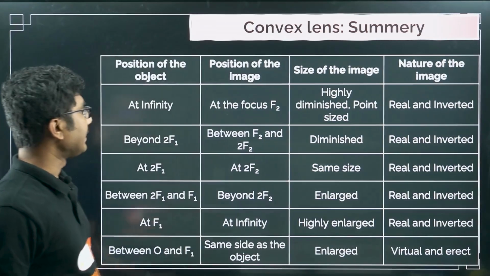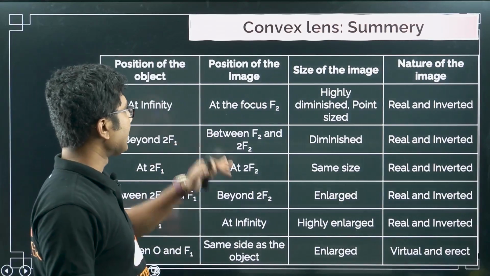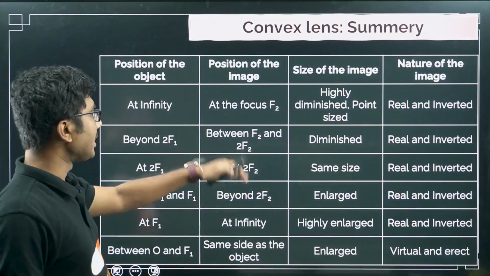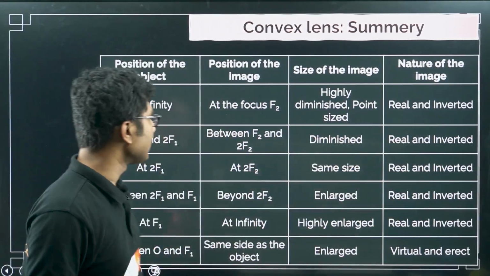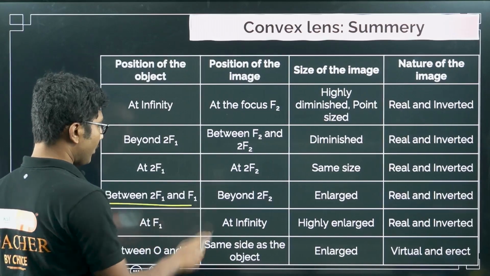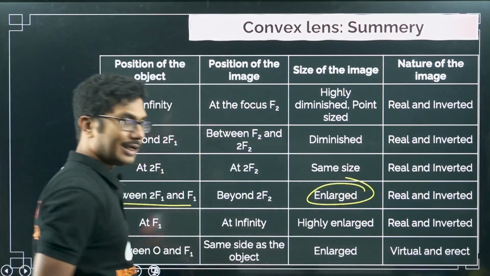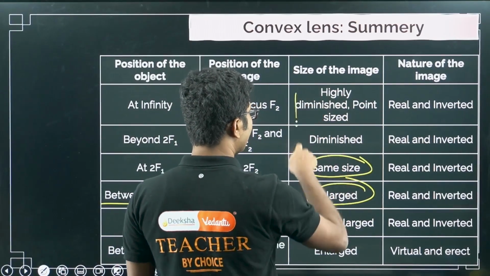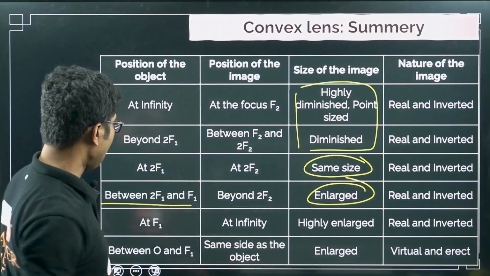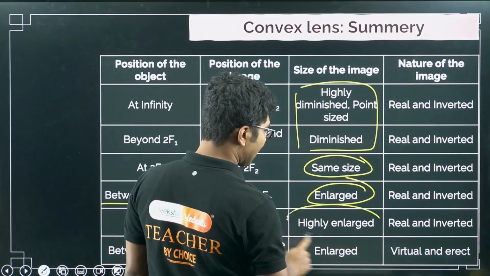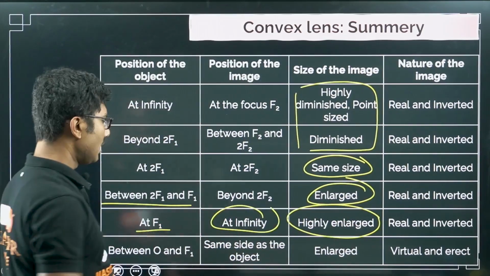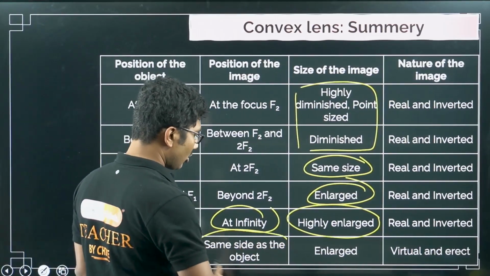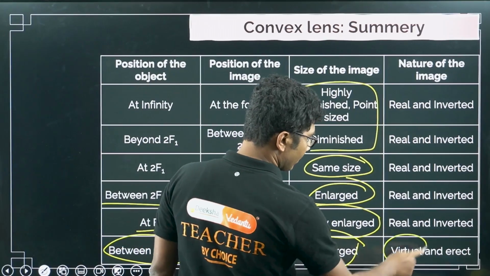Okay, so this is the table you have to remember. At infinity, the image position is focus f2, highly diminished, point size, real and inverted. Beyond 2f1, between f2 and 2f2, diminished, real and inverted. So all these are inverted. Between 2f1 and f1, it is an enlarged real image. Enlarged real image is only one, same size is only one, diminished is 2. These two cases are where you get a diminished image. At f1 this is highly enlarged. This is actually at infinity, we generally do not consider it. Between O and f1, same side as the object, enlarged and virtual.